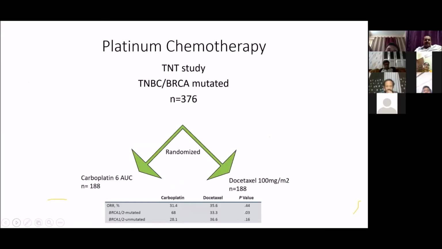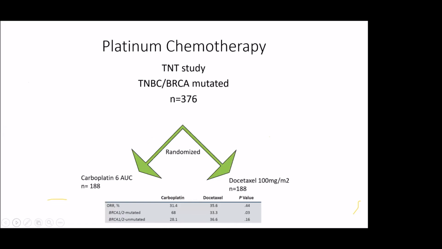So this was one half of the basal-like subtype of the triple negative breast cancer. The second half is the sensitivity to carboplatin. So this is the TNT study, which again randomized triple negative breast cancer patients, stratified them according to BRCA positivity, BRCA1 or BRCA2. Sample size was 376.